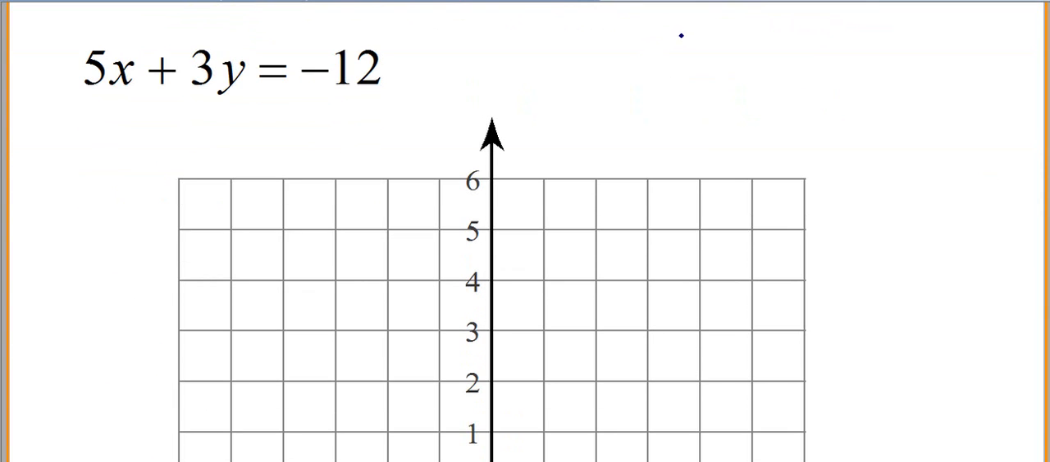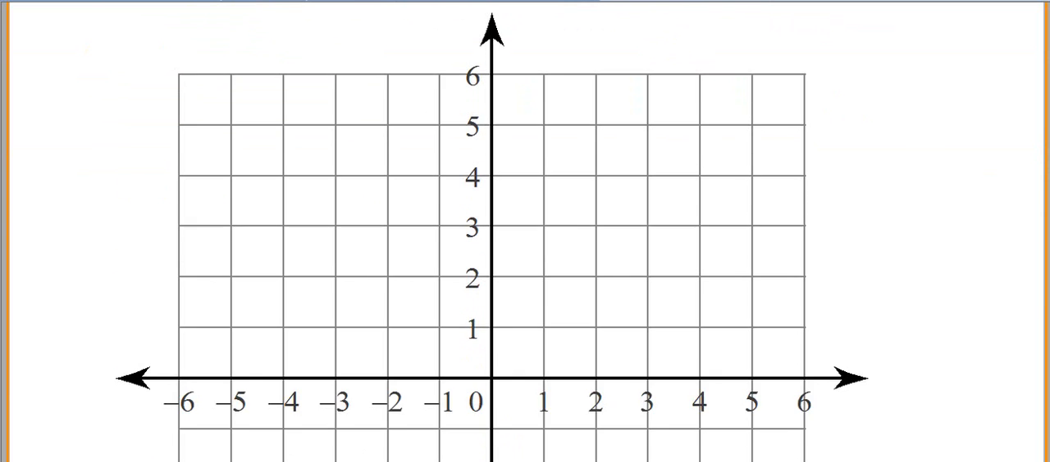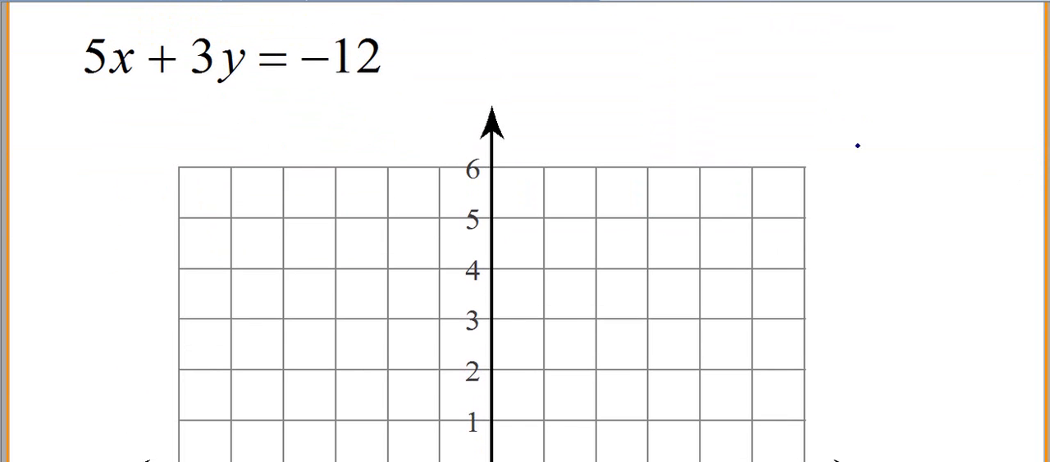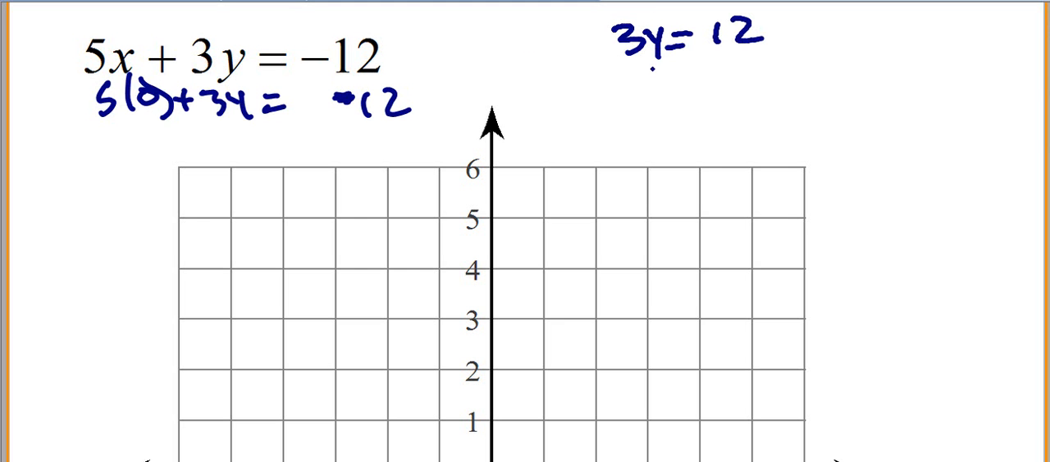So we just got to find our x-intercept and our y-intercept. So let's find our y-intercept first. So we're going to make x 0. So you got 5 times 0 plus 3y is equal to 12. So 3y is equal to 12. Divide both sides by 3. So y is going to equal 4, right? Which would be right about here.